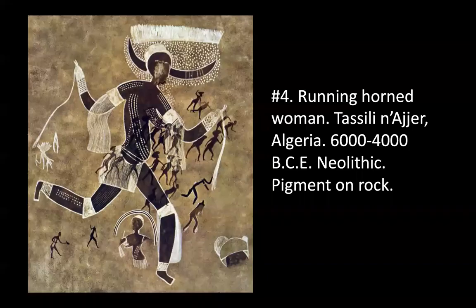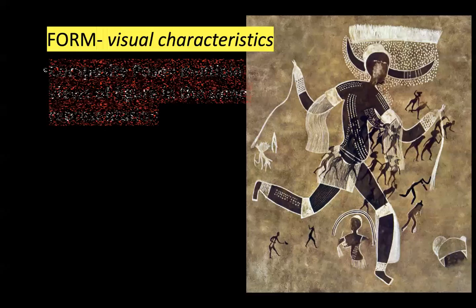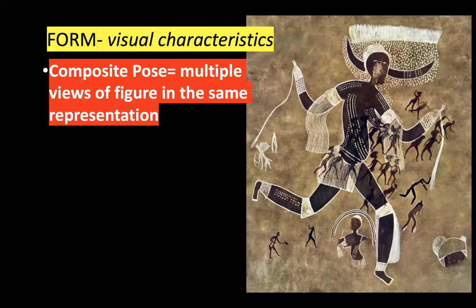already alluding to. All right, number 4, running horned woman in Africa, Algeria in Africa. Pigment on rock. Visual characteristics. She is also in a composite pose. We've heard this already. It's twisted perspective or composite pose. That is multiple views of the figure in the same representation.